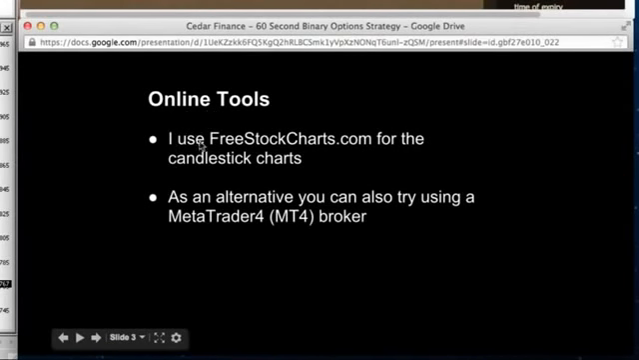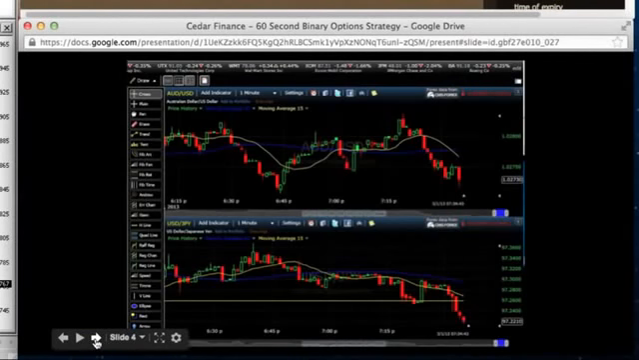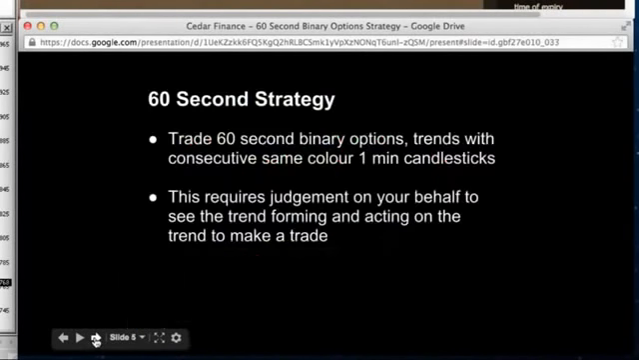Okay, so continuing with my slide. I've just gone through here the online tools. You can also use free stockcharts.com or MetaTrader. MetaTrader is probably a lot nicer. It's a downloadable application, whereas free stockcharts just streams live in the web browser. This slide here is just basically showing you what I just went through. This is actually a free stockcharts.com screenshot. So we'll continue to the next slide.